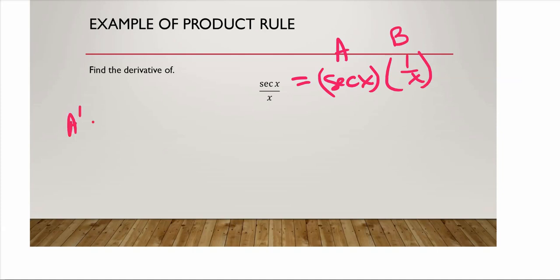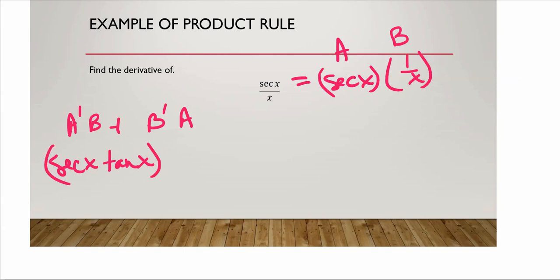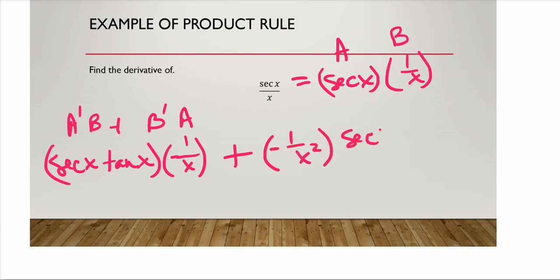So let me write down A prime B plus B prime A. The derivative of secant is going to be secant x tangent of x times my B bubble, which is 1 over x, plus the derivative of B. Now if you saw my previous video, I told you to memorize the derivative of 1 over x as negative 1 over x squared, times secant of x, and this is my answer.